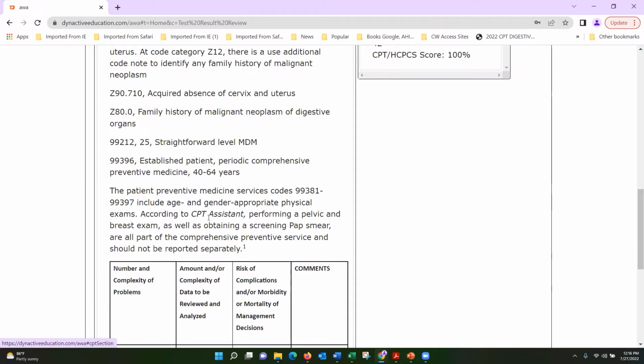And I believe it looks like the majority, I think everyone got this 99396. What we don't have to assign is the pap smear, because the 99396, comprehensive, identifies all the tests that are done on a male and female. Okay. But we do have to recognize that we have a separate E&M code here.